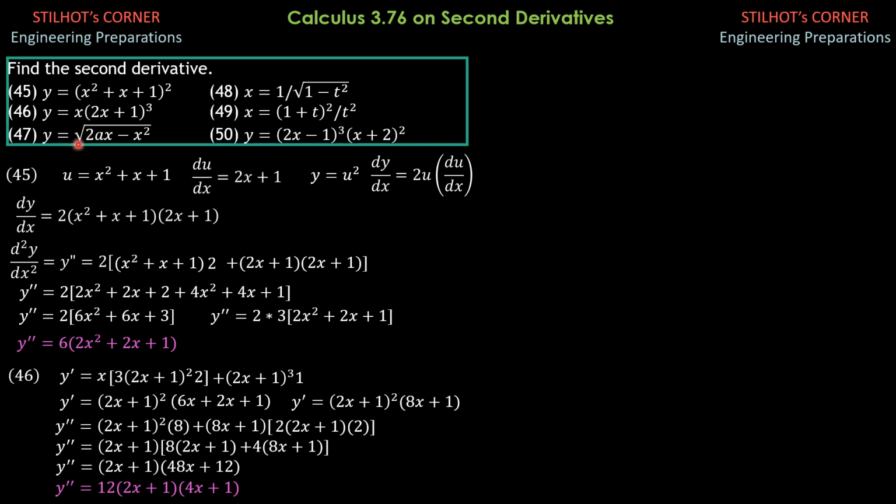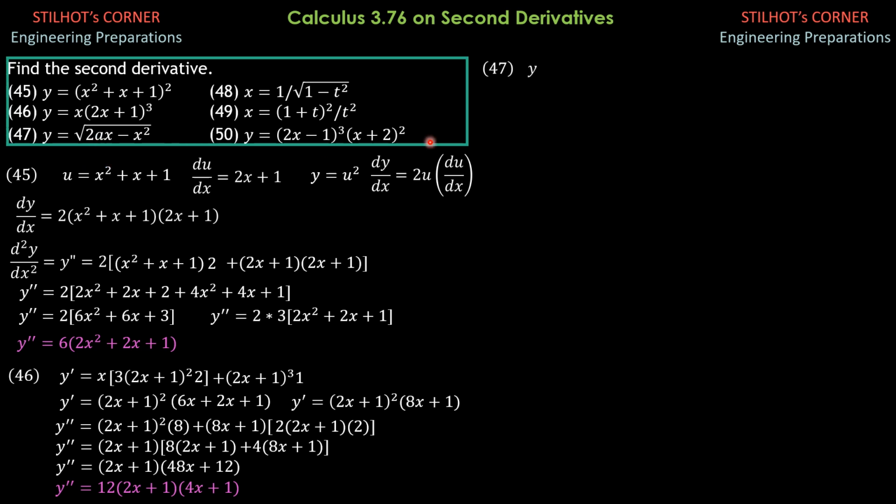We now proceed to 47. Imagine this is the derivative of the square root of u, which is our guide: derivative of u divided by 2 square root of u. Derivative of u, the derivative of 2ax minus x squared, is 2a minus 2x, and in the denominator, 2 square root of 2ax minus x squared.